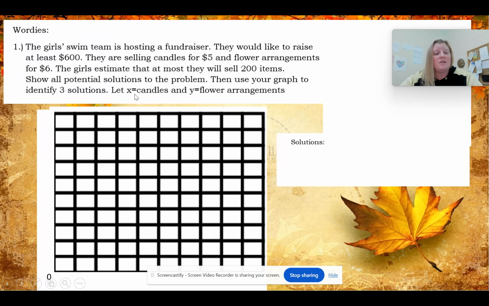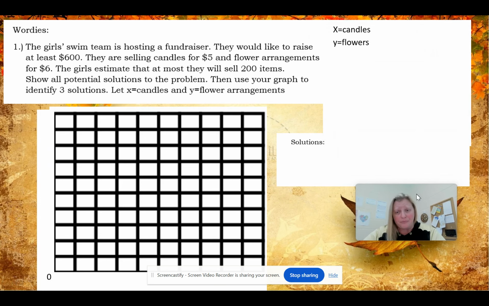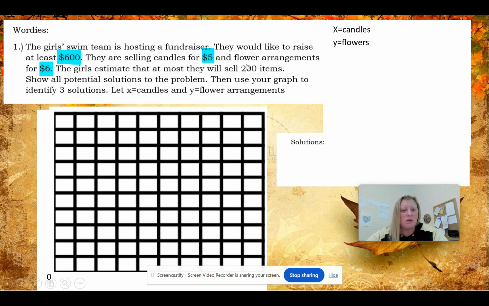They did tell you that X is to represent candles and Y is for flowers. So that would be the first information I would pull out of this problem. All right, you need to know what your variables stand for. And these kind of problems have a very common trend to them. You notice you have money occurring 3 times. There's 3 items that are money in here. You want all your money to be in the same inequality or equation. So you want to think of it as 5 per candle. That means 5x. Also 6 for flowers, that means 6y. At least means greater or equal to 600. So you want all your money in the same equation.